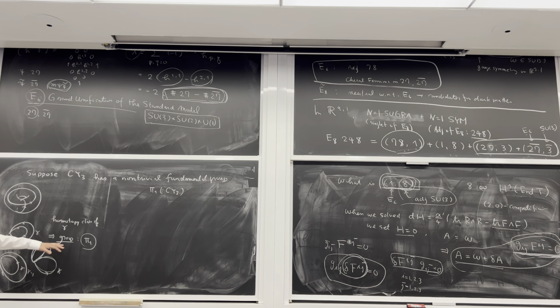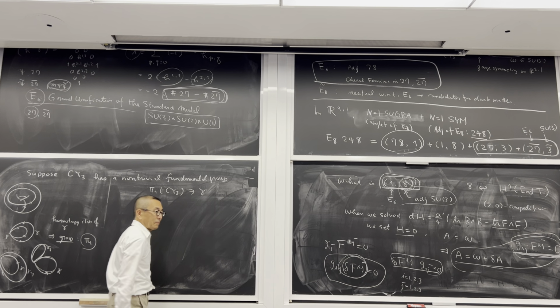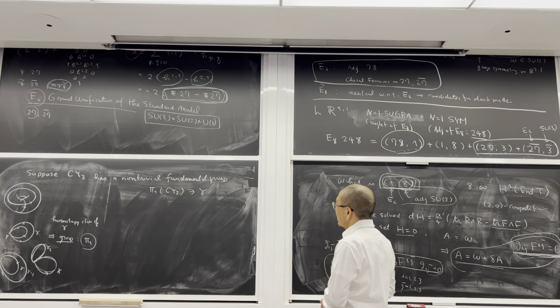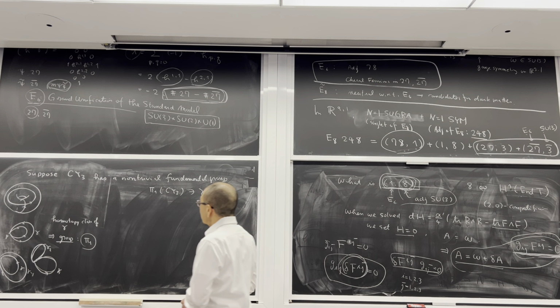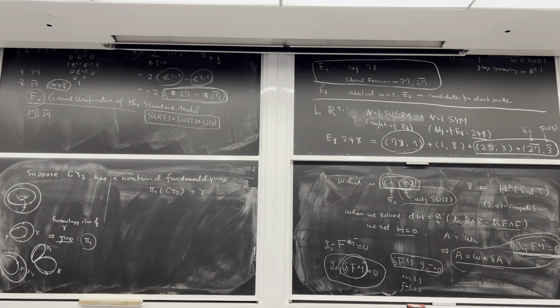But anyway, there are manifolds for which the fundamental group is non-trivial. So suppose you have a non-trivial fundamental group. So there is a path which you cannot contract. If you have a non-contractible loop, then you can consider what's called the Wilson line or the holonomy of the gauge field.